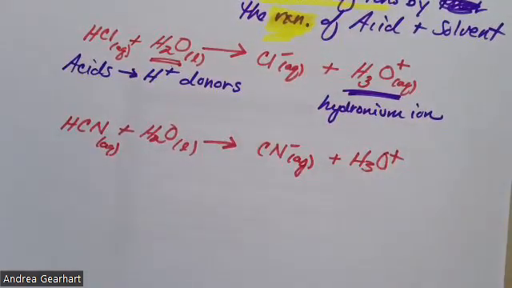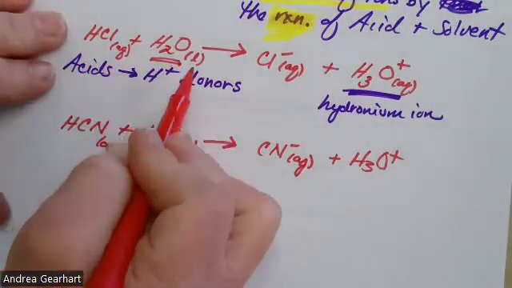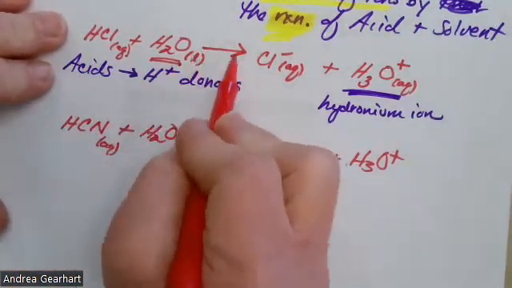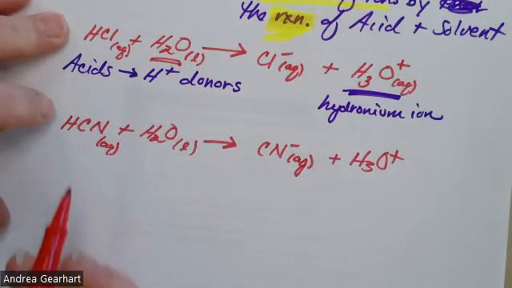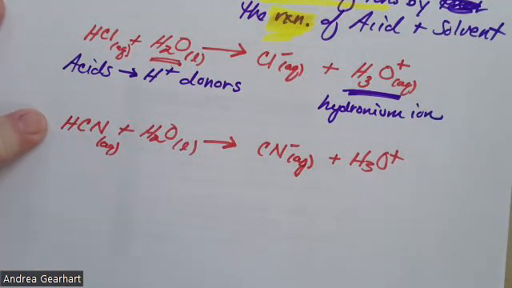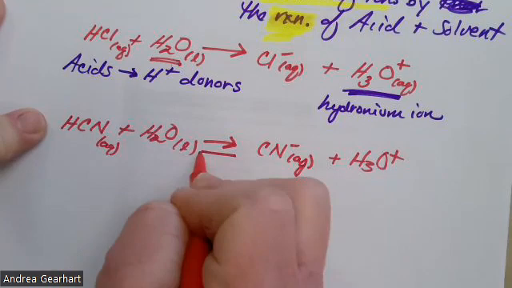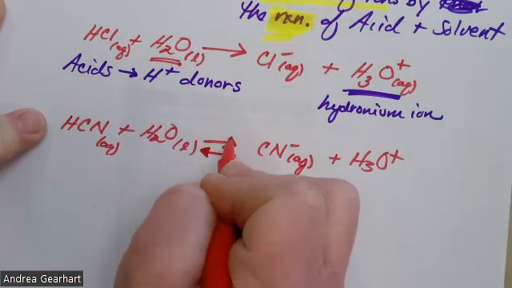Okay, so that's what acids do. Acids give away the hydrogen ion. If they're interacting with water, it makes hydronium. And that is what gives an acid all its characteristics. Okay, buckle your seatbelts, because HCl with water gets a one direction arrow. But this acid with water gets a back and forth.